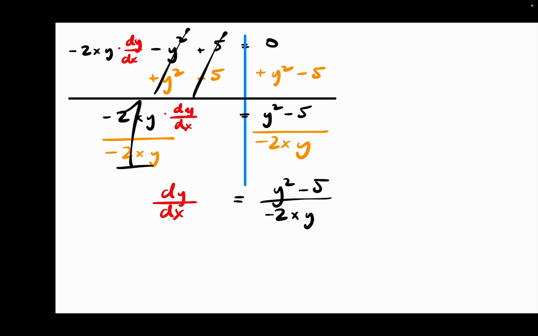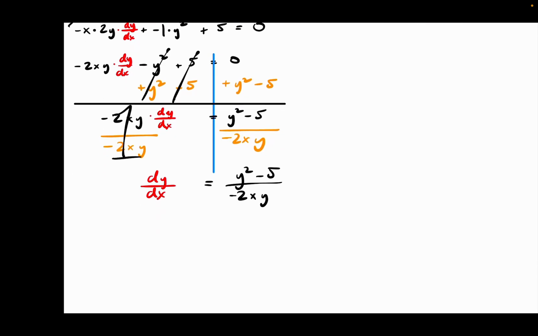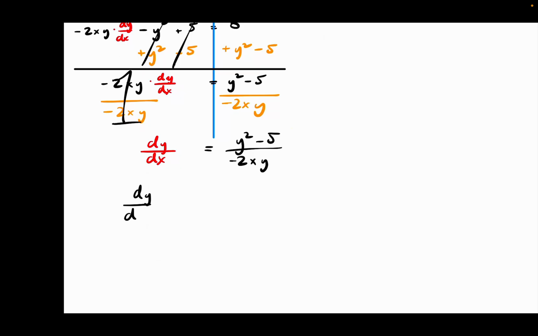But they weren't just saying find the derivative. They were saying find the equation of the tangent line. Okay? So now what am I going to do with 1? Plug it in. Plug it in everywhere there's an x. So I'm going to go dy over dx when x equals 1. So everywhere there's an x, I'm going to plug in a 1. There's only an x on the bottom. Okay, so I'm going to rewrite it. So that equals y squared minus 5 over negative 2y.